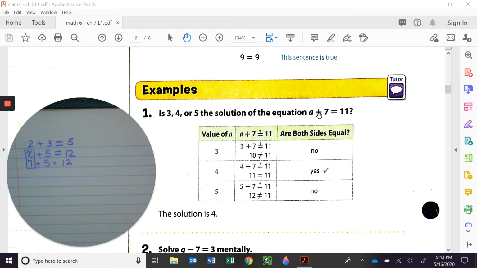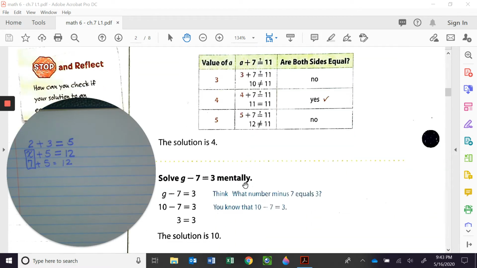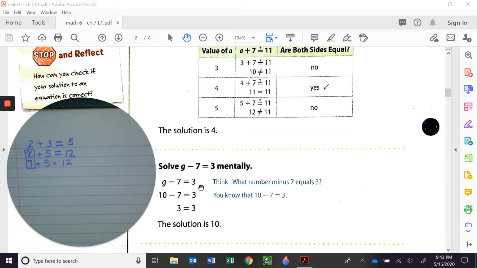But sometimes we might have to check answers. So here, see where it says a plus 7 equals 11. Well, we want to know what a equals. They want to know, is it 3, is it 4, or is it 5? So you can see they've tried each one. So 3 plus 7 is 10. Well, that's not 11. 4 plus 7 is 11, so that works. 5 plus 7 is 12, so that doesn't work. So the only one that works is the one that said that a was 4. Okay, so that would be the solution.